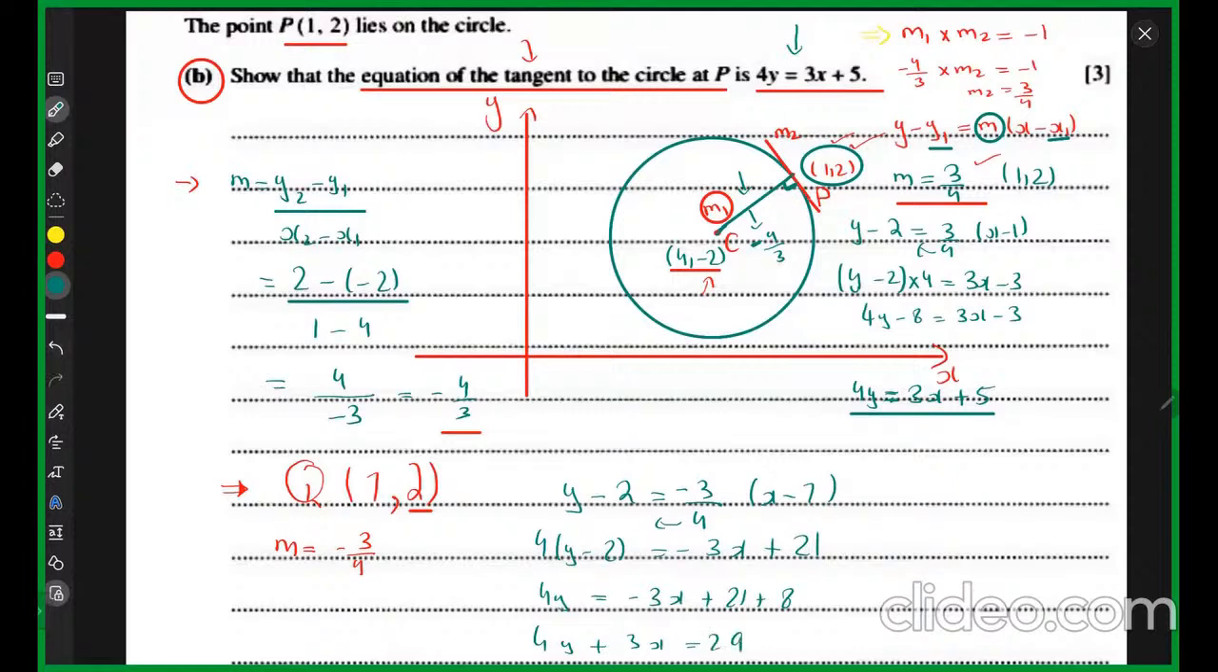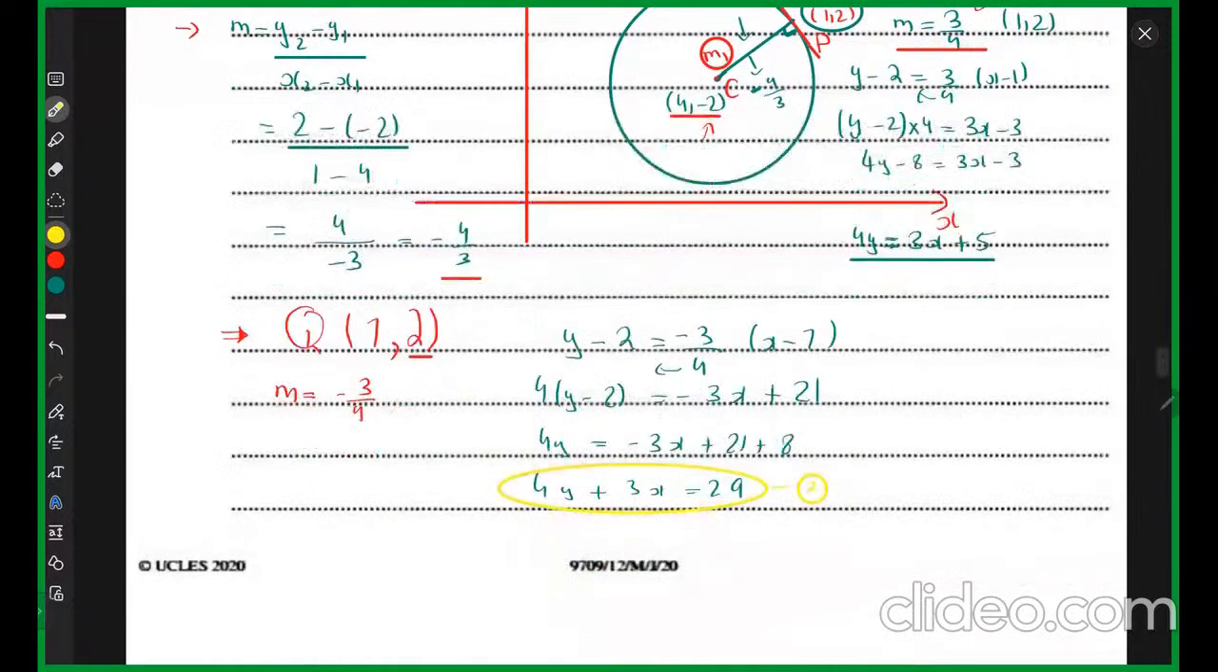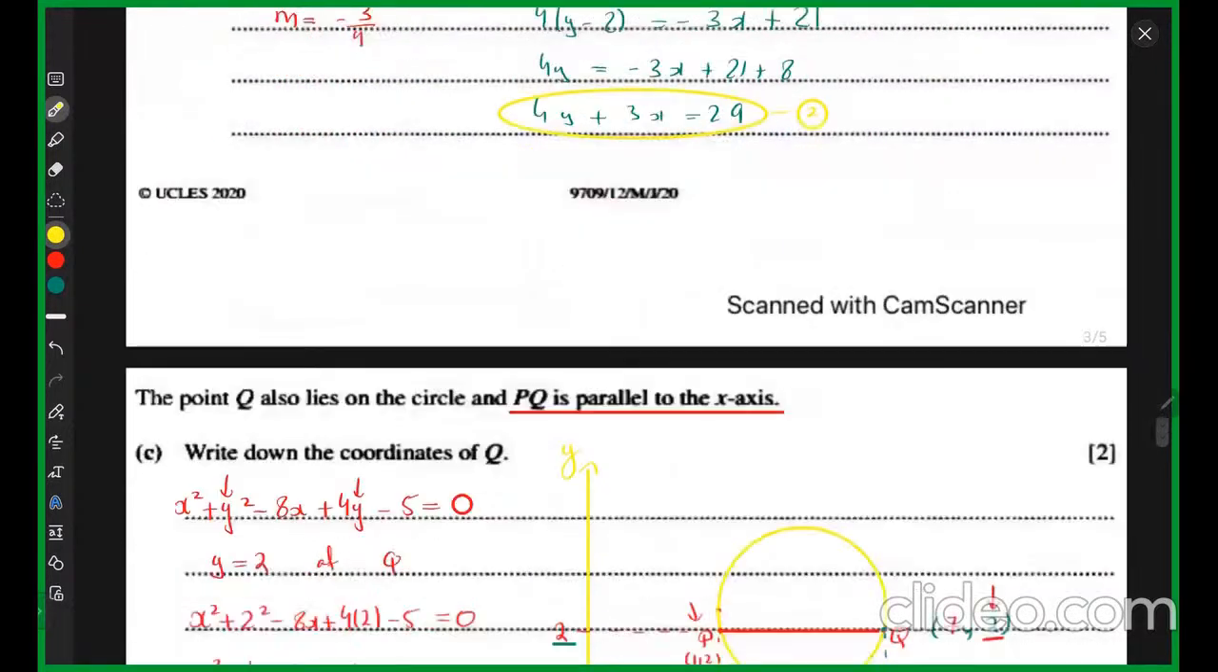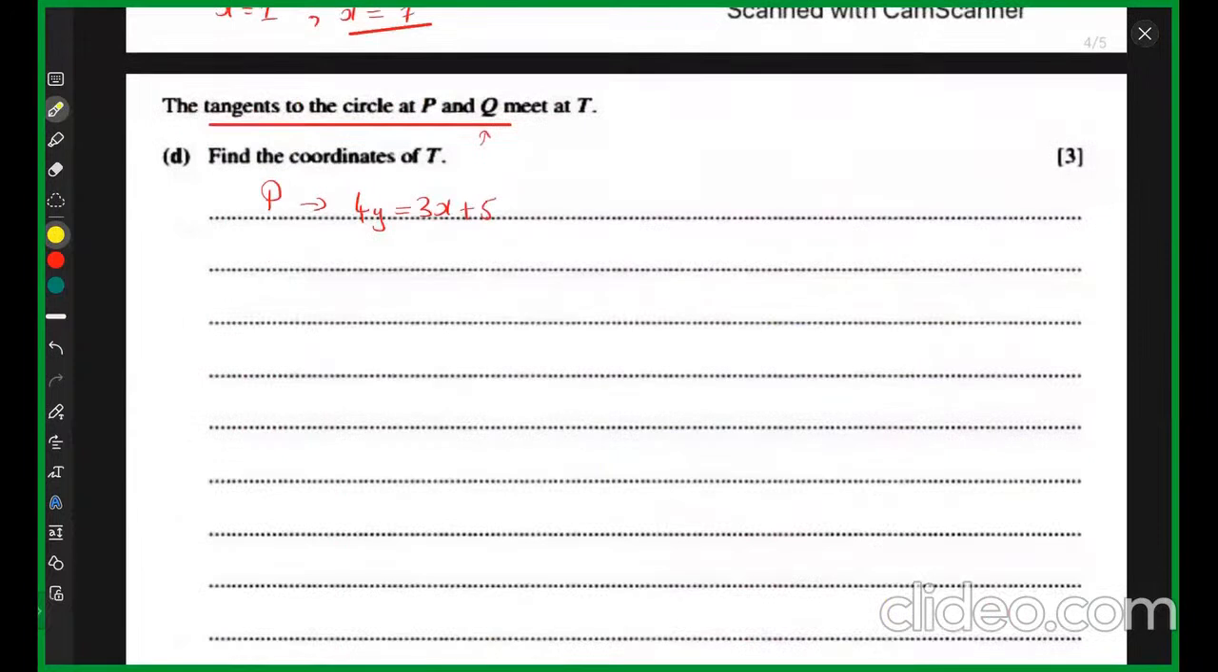So you guys can check your equations again. After simplifying, you should get the same thing. Okay, this is equation 2 and this is equation 1, and now we have both the equations for both the tangent lines. Now what was the question? The question was about that P and Q meet at T. So you were asked to find the coordinates of T, and that's very simple now.